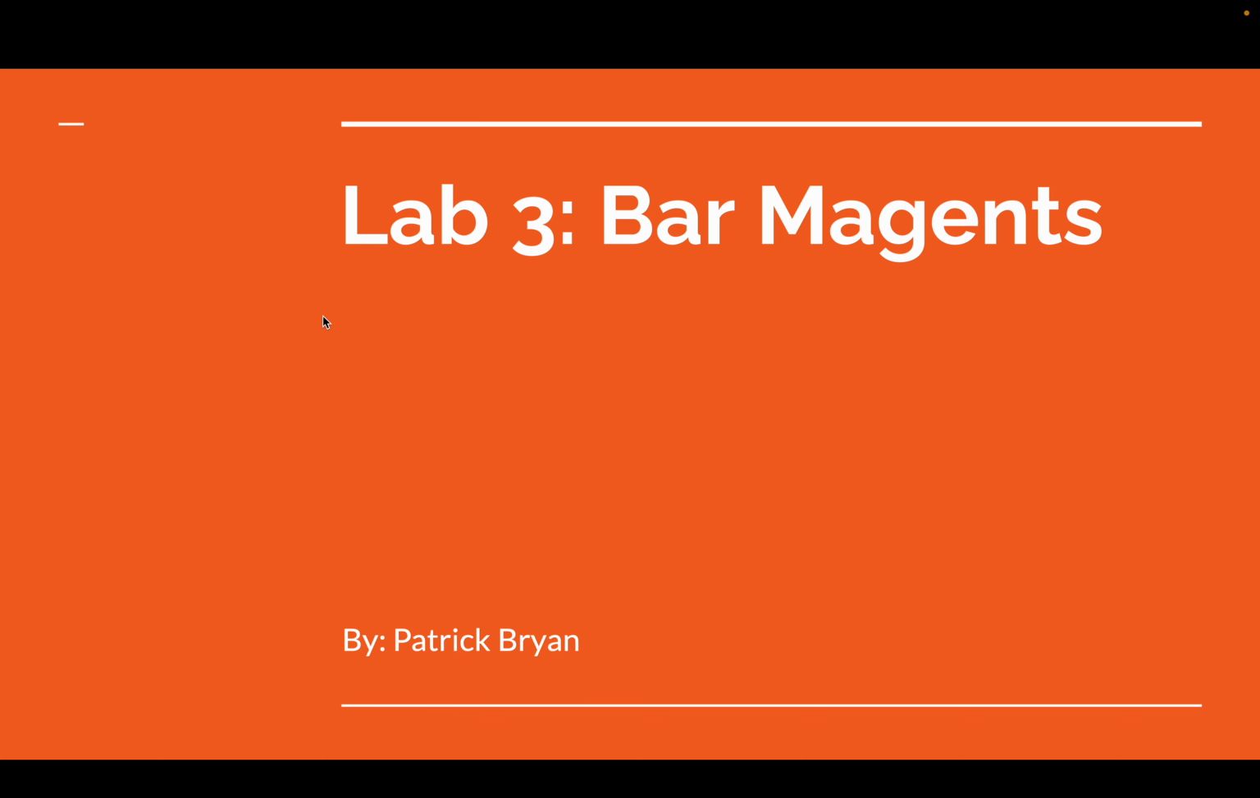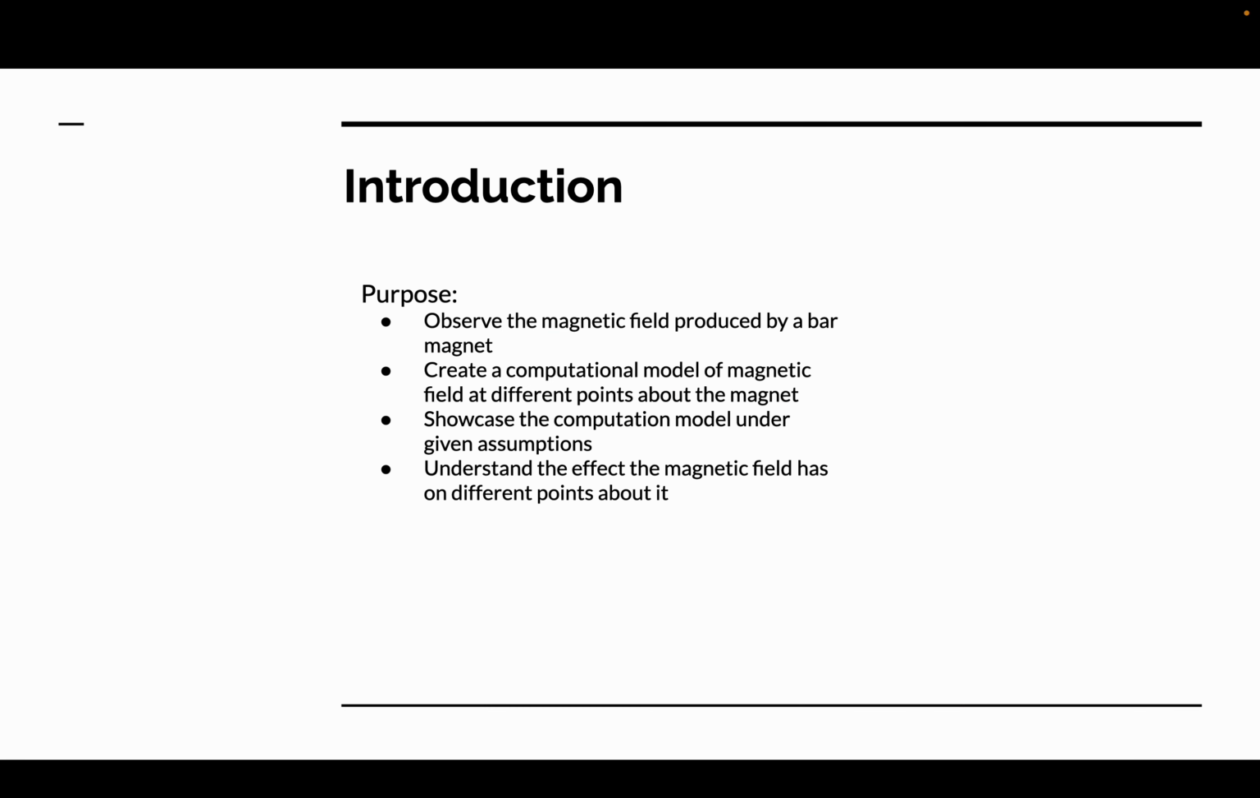Hello, and welcome to Physics 2, Lab 3, Bar Magnets. Introduction. The purpose of this lab was to observe the magnetic field produced by a bar magnet, then to create a computational model of the magnetic field at different points about the magnet from these observations. Then we can showcase this computational model under the given assumptions and understand the effect the magnetic field has on different points about the bar magnet.